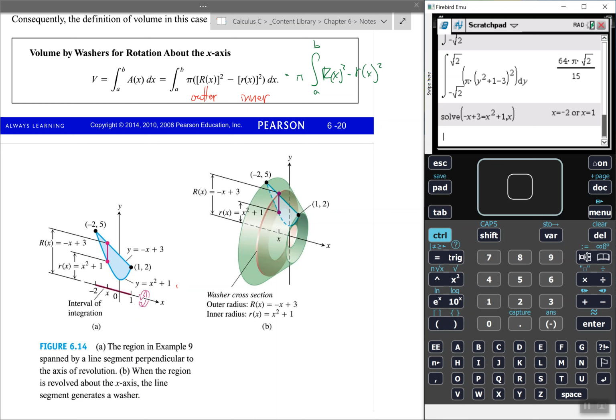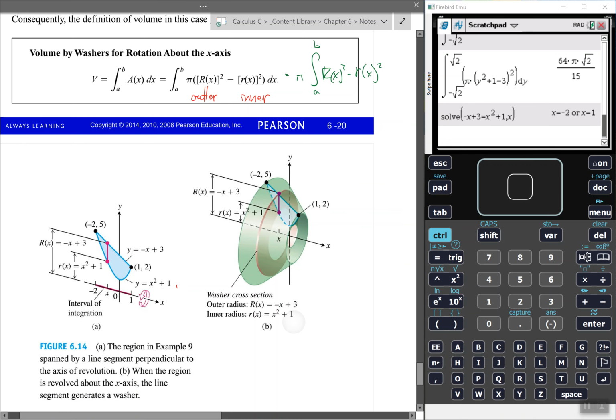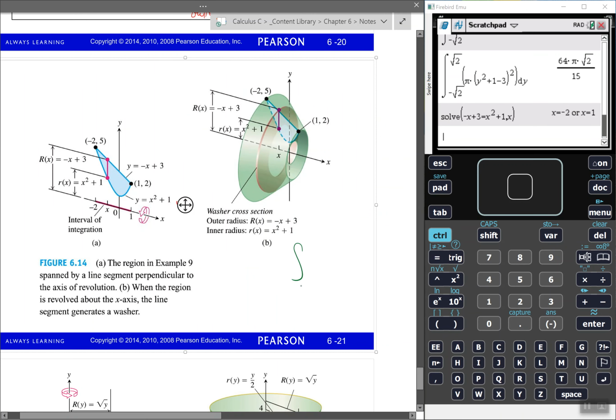So we have our functions, we have our limits of integration, we are ready to write this thing out. The integral from -2 to 1. I'm going to put pi out front to start. I always do, especially for these problems. I've not been doing it for the previous because it doesn't necessarily matter, but here I like to have it out front. The outer function, so that is the (-x plus 3) quantity squared minus the inner function, which is (x squared plus 1) quantity squared dx.